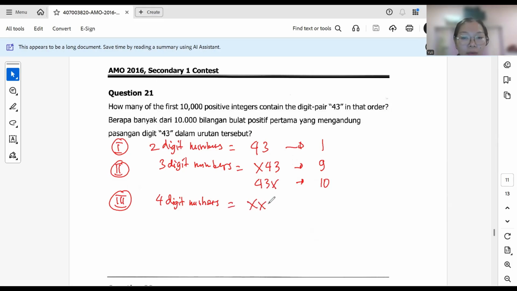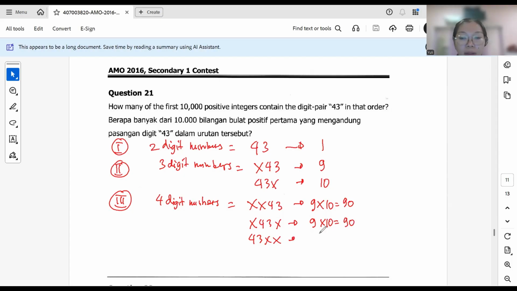You can go like this. You can go like this. You can go like this. For this, the first digit cannot be 0, so there are 9 possibilities. The second digit, you can have 10 possibilities. So the total is 90 possibilities. Same with this, right? The first digit only has 9 possibilities, the last digit can be 10.